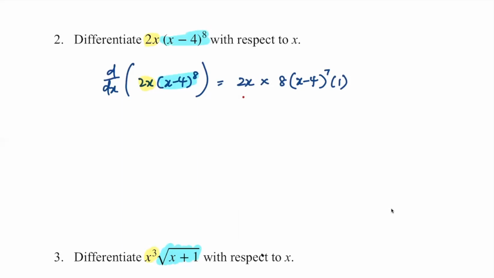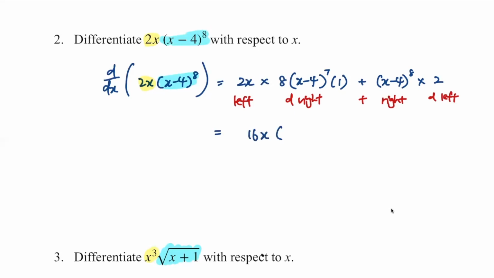So everything here is left d right. Then the next one is plus right d left. So this is my right, this is my d left. So this one over here, you don't open up the power 7 and power 8. So I'm going to get 16x times (x minus 4) power 7 on the left, and now on the right is 2 bracket x minus 4 power 8.